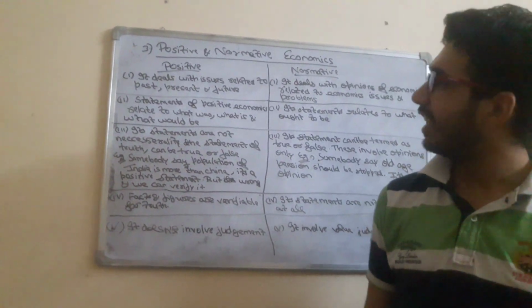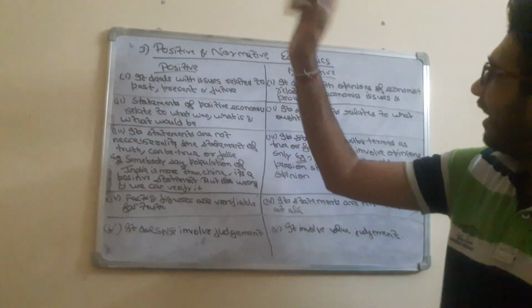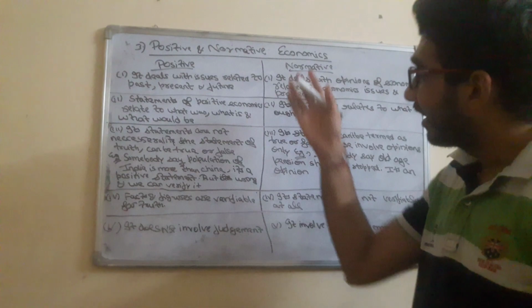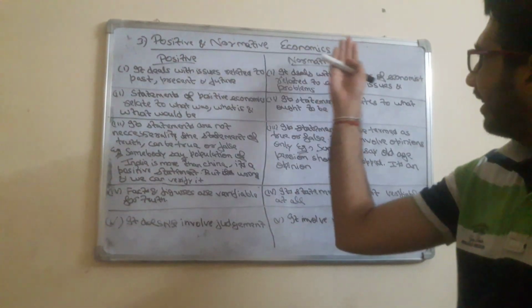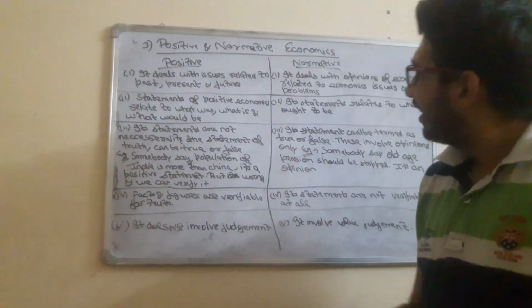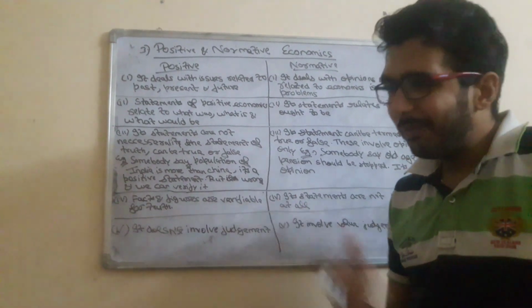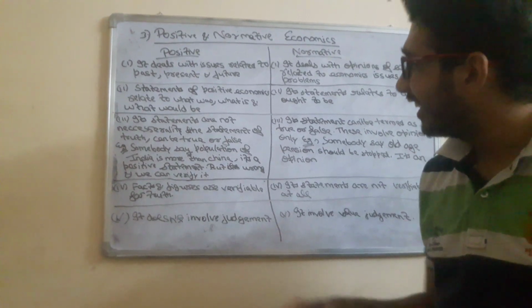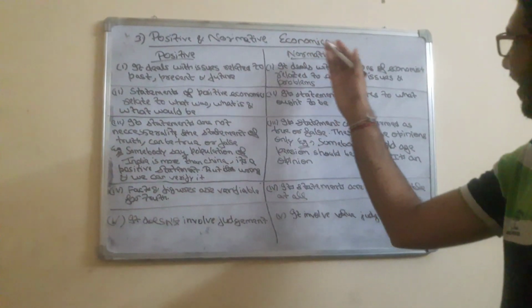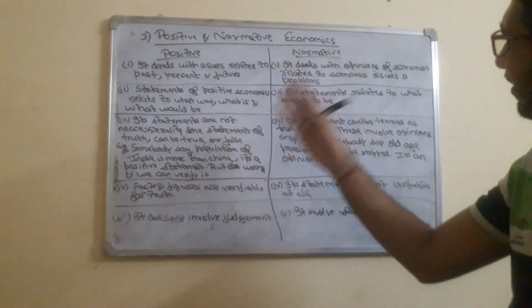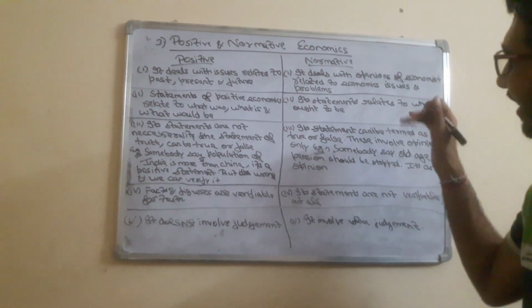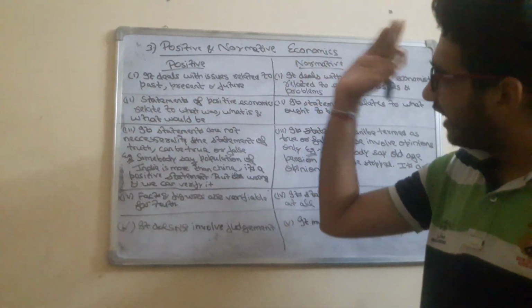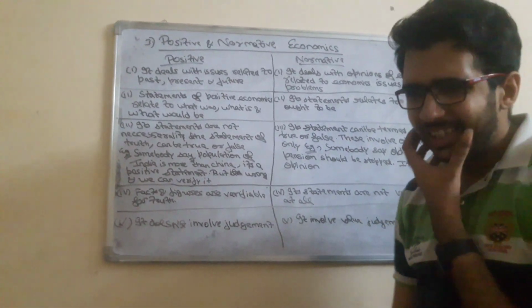And here is our third topic, guys: positive and normative economics. This is also a way to differentiate economics in two ways: positive and normative. I think you know the meaning of positive, but how we will use its meaning here, we will see in detail. About normative, it includes what ought to be, as I told you before. So let's start with positive economics.